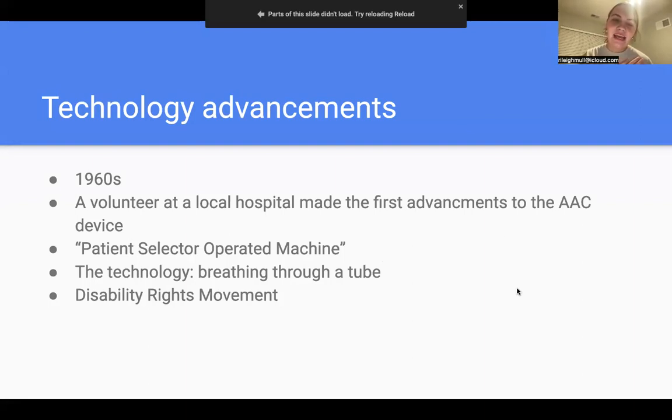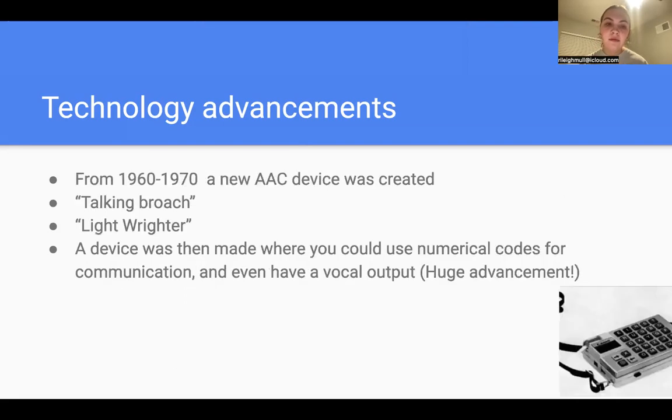There were also a ton of advancements from the 1960s through the 70s, because this is when the disability rights movement was getting started. It's really cool that they happened at the same time, the advancements with the AAC devices and the movement as well. From the 1960s through the 1970s, a new AAC device was created. The talking brooch was the first one, and right after that was the Lightwriter. They're very similar. They had numerical codes for communication and even vocal outputs, which was a huge advancement, and we see it in almost every AAC device now.